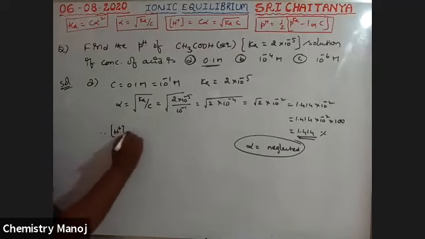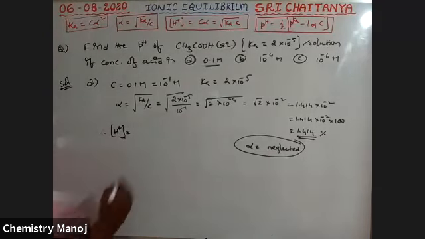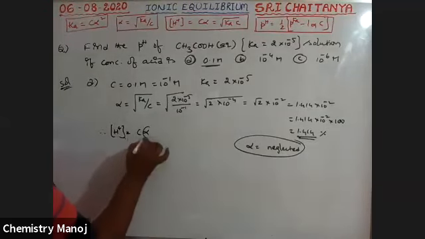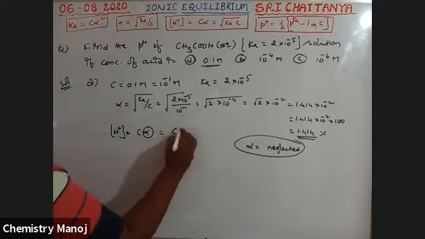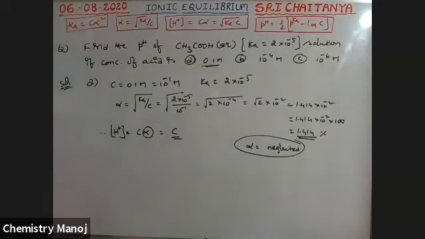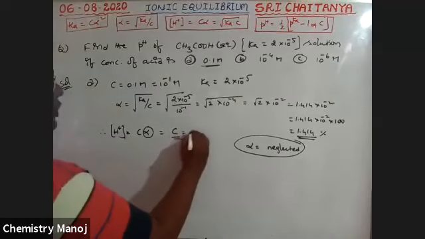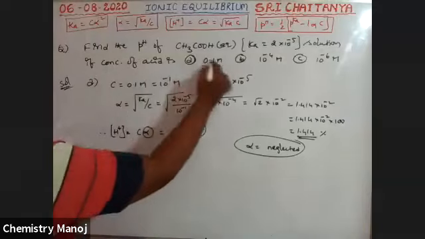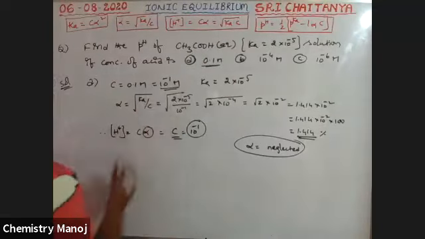Therefore the H plus concentration is equal to C alpha. Because alpha is neglected, it is equal to 1, therefore it is equal to C. So the H plus concentration is that of C, that is equal to 10 power minus 1.